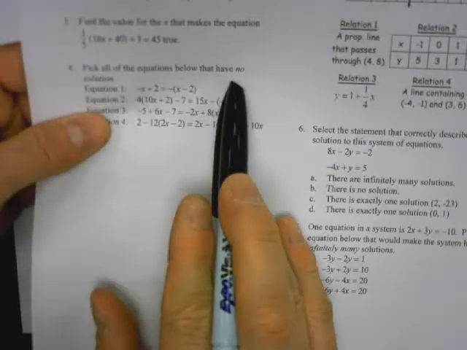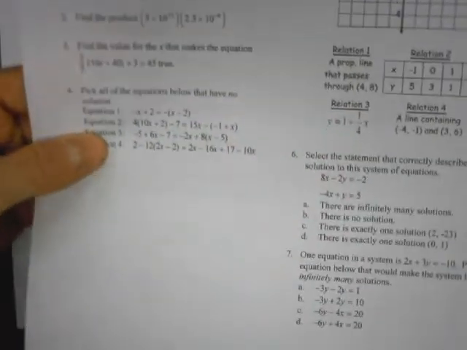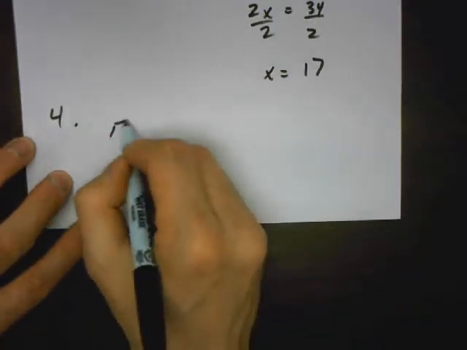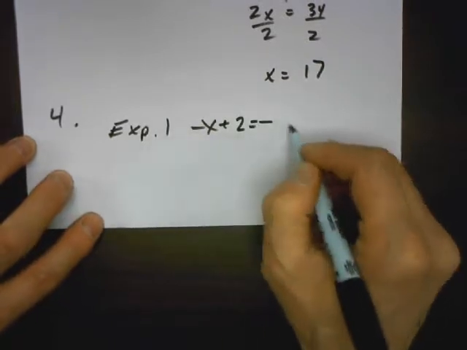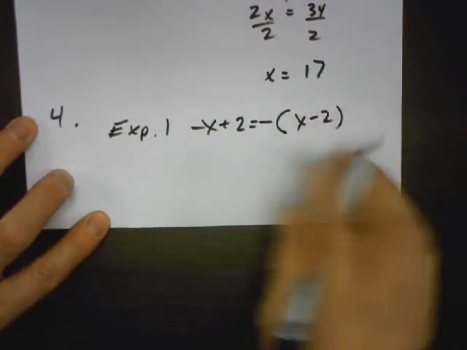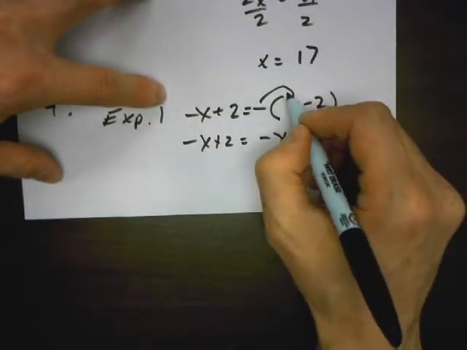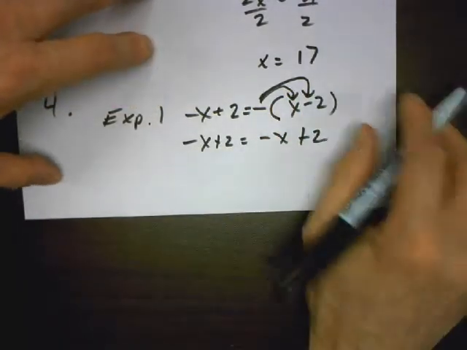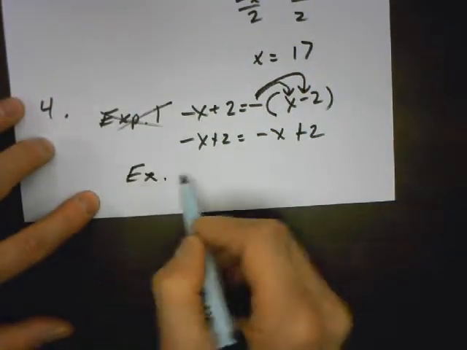Pick all of the equations that have no solution. Well, if it has no solution, again, we're going to simplify both sides, distribute, combine like terms, and if it's no solution, you're going to have the same coefficients, but different constants. So equation 1, I have negative x plus 2 equals negative, parentheses, x minus 2. This side's already simplified. Here we have to distribute the negative. Negative times positive is negative. Negative times negative is positive. These are the same thing. That's infinitely many. That's not no solution, so we don't pick that one.